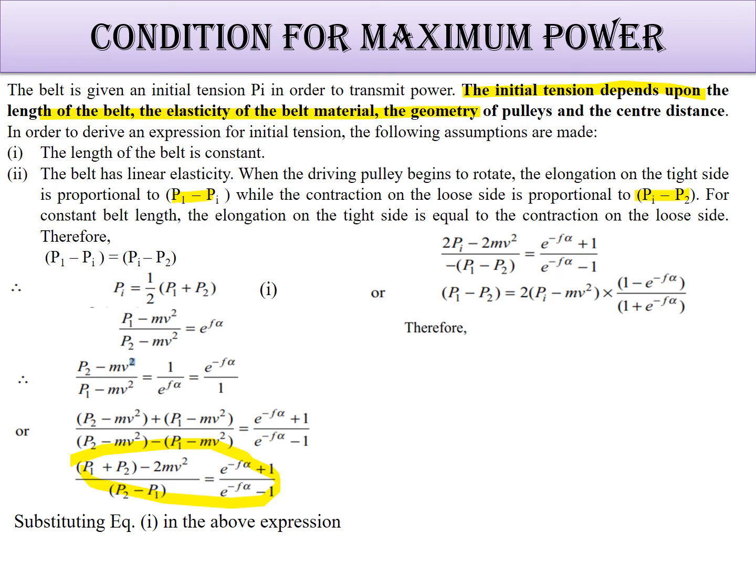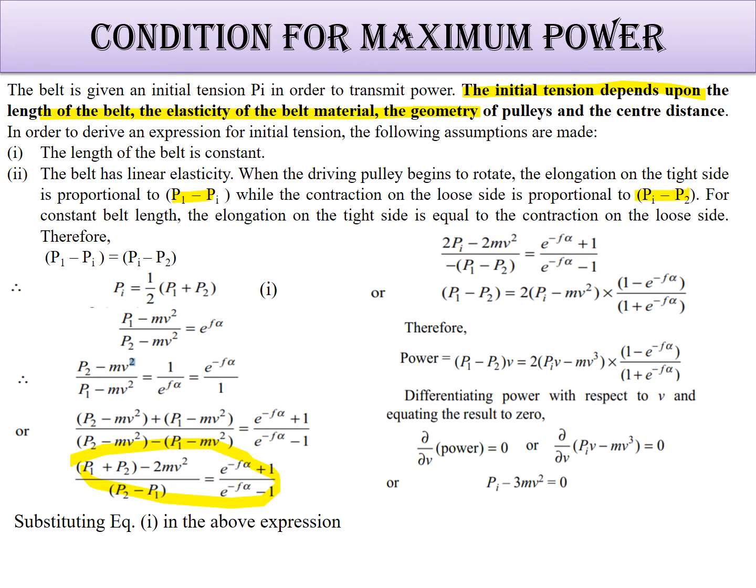So this is nothing but the power. Therefore power will be the same thing which we have seen in the above equation. Now by differentiating this with respect to v, that is the velocity, we get dP by dv equal to 0. So d by dv of (Pi v minus mv cube) equal to 0. So Pi is a constant, giving Pi minus 3 times mv square equal to 0.